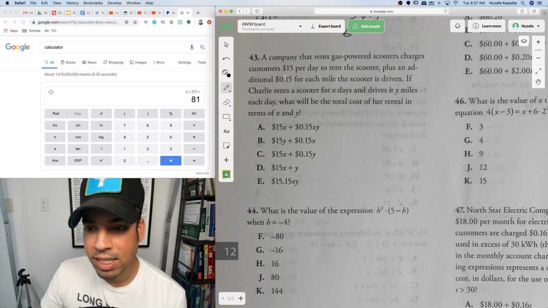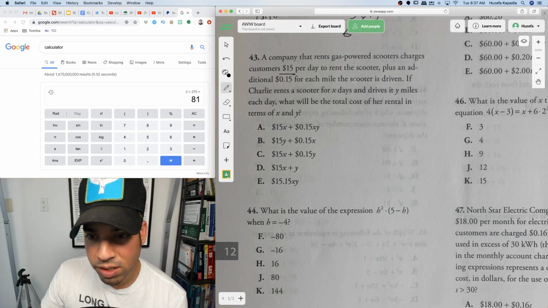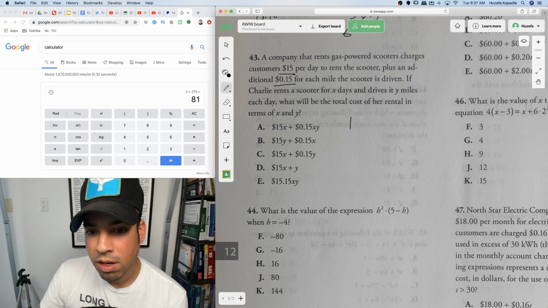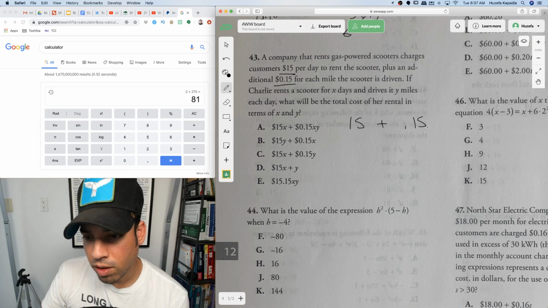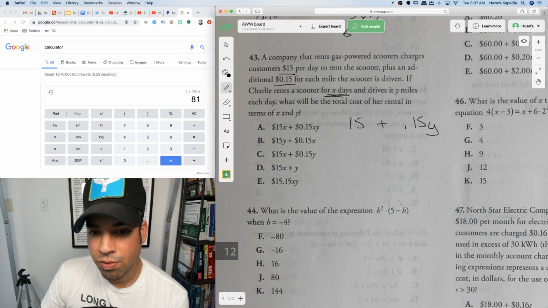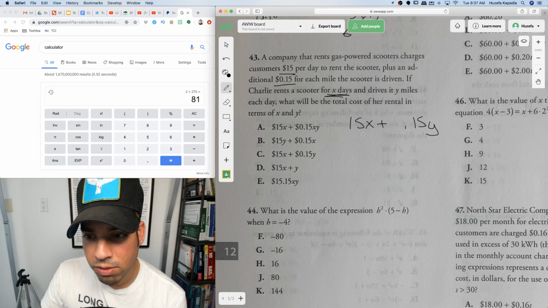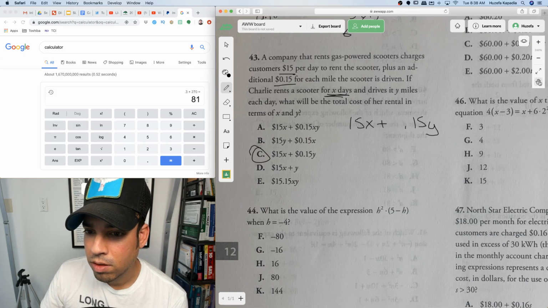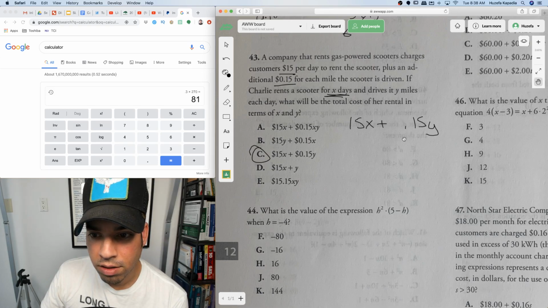A company that rents gas-powered scooters charges customers $15 per day to rent the scooter, plus an additional 15 cents for each mile. So I'm already thinking $15 per day plus 0.15 per mile. Let's see, y miles. So for every mile. Oh, and x is days. So it's $15 per day, so that day value is going to go there, right? 2 days, $30, 3 days, $45, whatever. And this is the total cost, 15x plus 0.15y. Boom, done. Drives each day. Wait a minute.